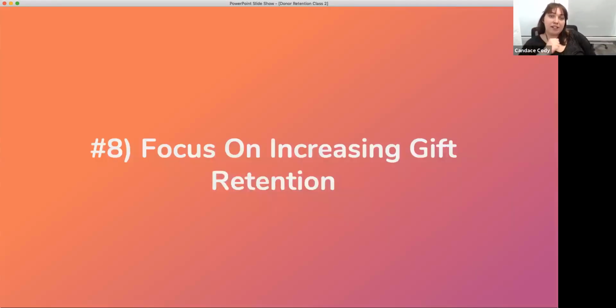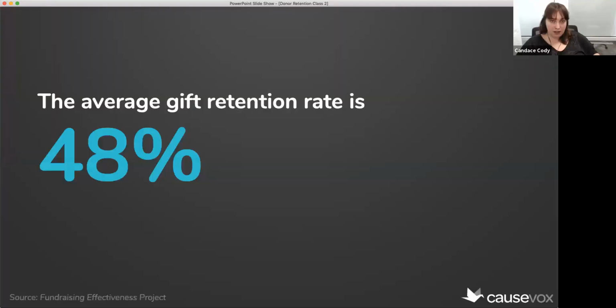All right, so number 8 is focus on increasing gift retention. So we went over that donor retention average is about 45%, but the average gift retention rather is 48%, which means that donors are typically giving 3% more in the course of a year. So that's already on the rise. So your donors are primed to give a little bit more the longer that they stay with your organization. And so while you're tackling donor retention, don't leave out gift retention as a huge opportunity to grow your fundraising as well.